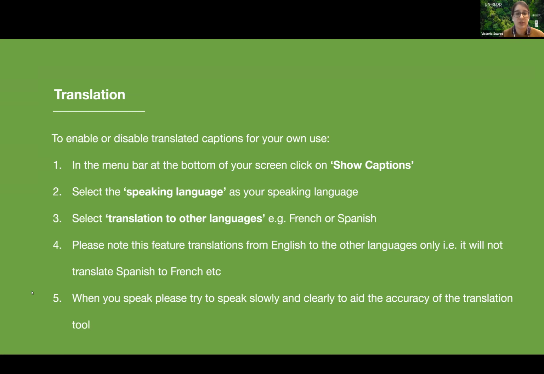Please let us know through the chat if you have any issue or question regarding the caption translation option.